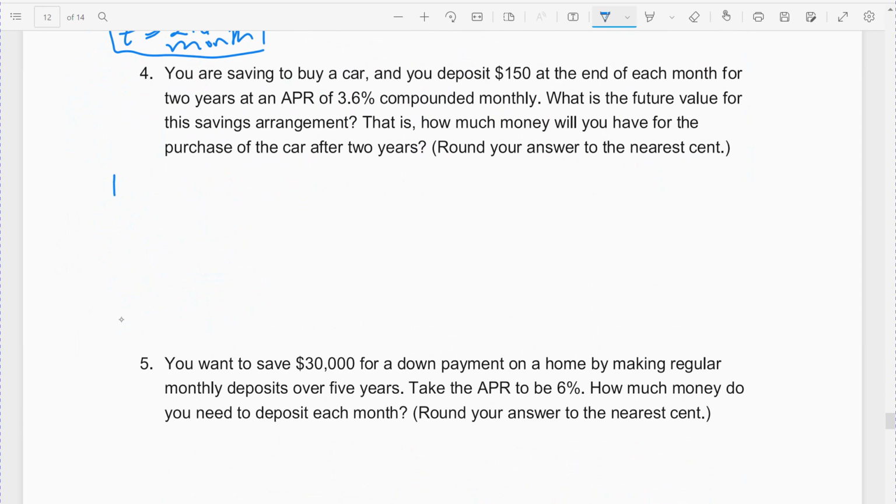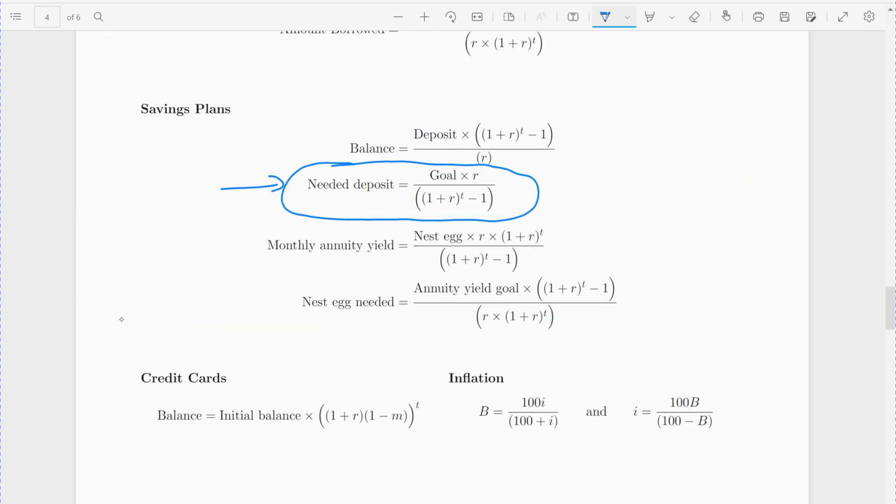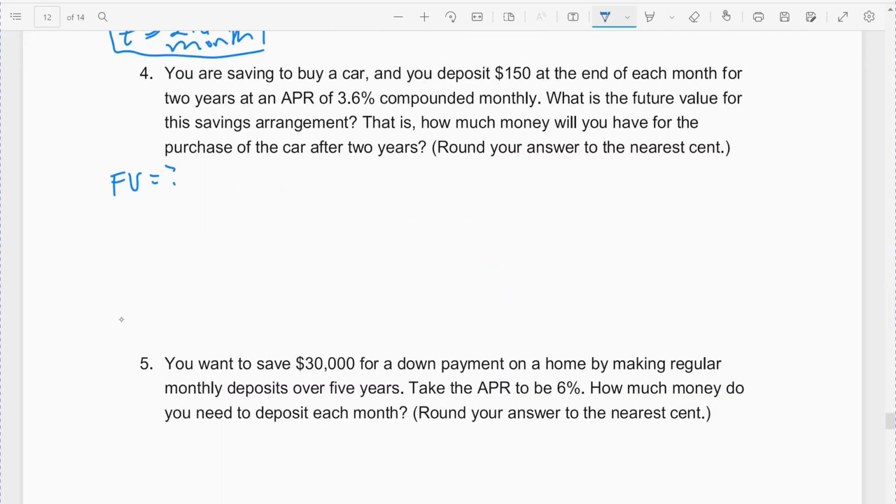Alright, so we're looking for future value. We're making regular deposits. And so it's the other one. It's the very first one on this list, right? We're making regular deposits of $150. We want to find the balance in the future. So it's the very first equation on this list.